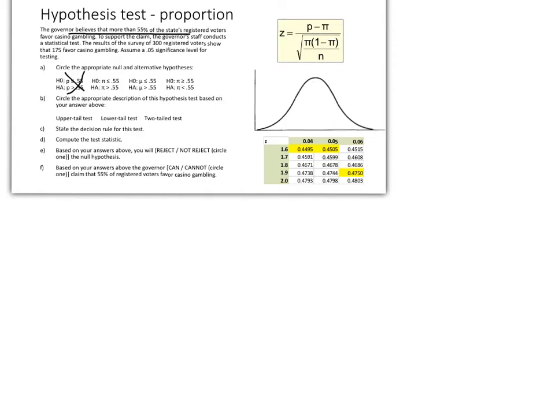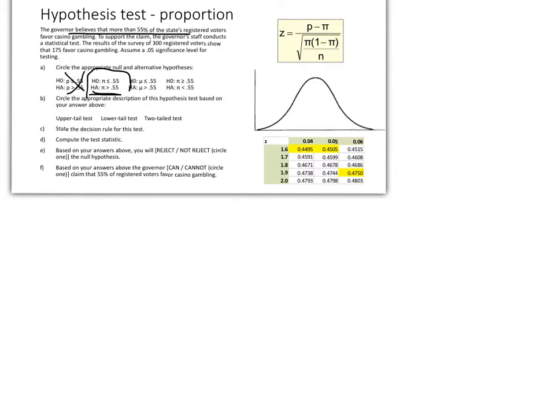The alternative hypothesis, our research hypothesis, is that more than 55% of the population favors casino gambling. So that would be this statement here. To complete that and have an all-inclusive set of hypothesis statements, those would be the two. The status quo, or the null, is that less than or equal to 55% of the population favors casino gambling. The alternative is that more than 55% favor it.